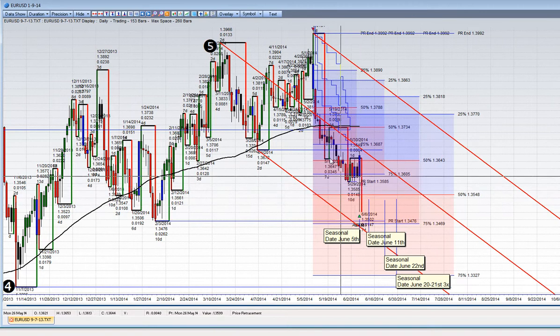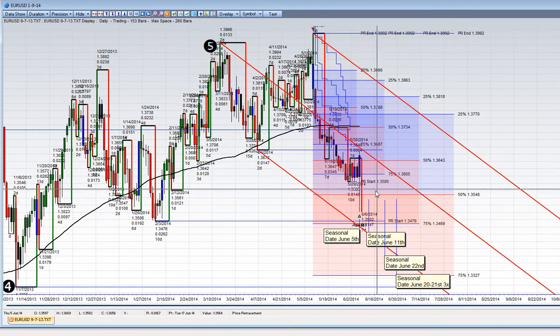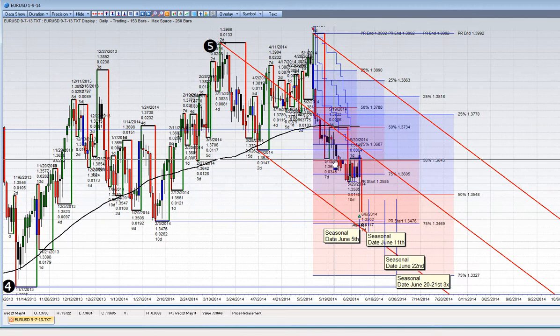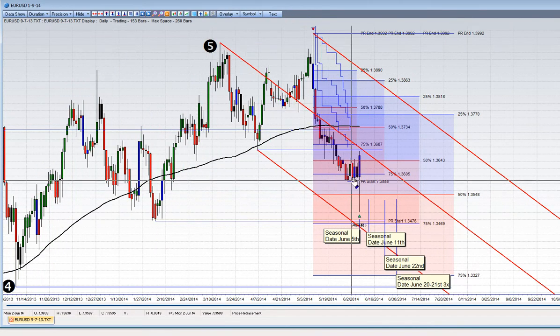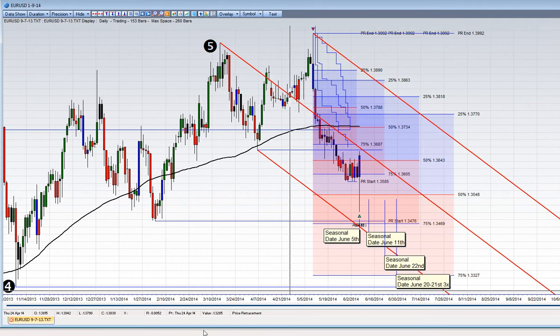So I just want to let you know what I'm seeing on this chart for now. Let's just hide that. I think that's it on this chart. Yeah, that's it.